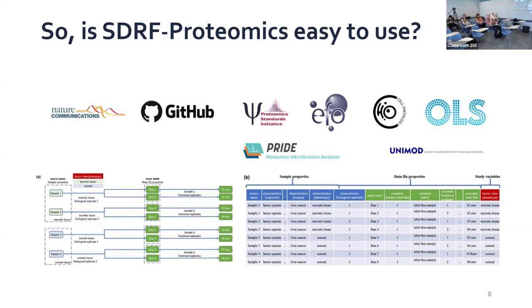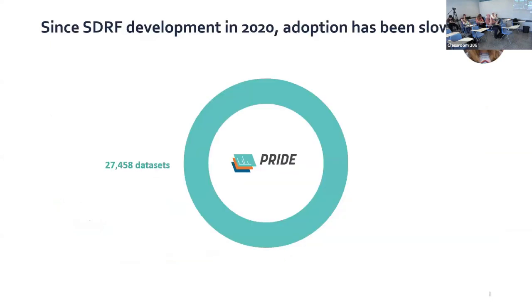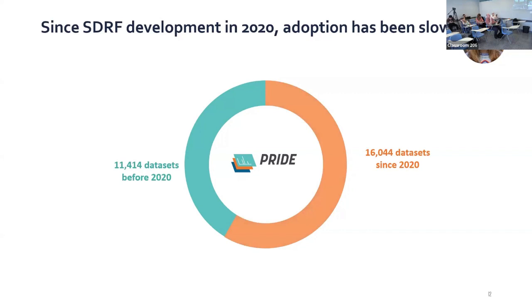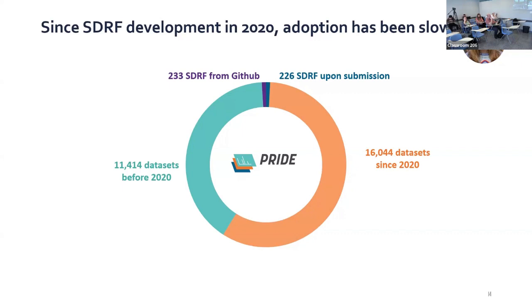But let's have a check. Like, do they actually use it? So if you currently have a look at PRIDE, there are more than 27,000 datasets. It's the biggest repository we have. So more than half of those datasets were submitted after 2020 when SDRF was developed and published. So you would assume that most of them have SDRF annotation. But no, only 200 projects upon submission from the original researchers annotated their data in a machine-readable, reproducible format.